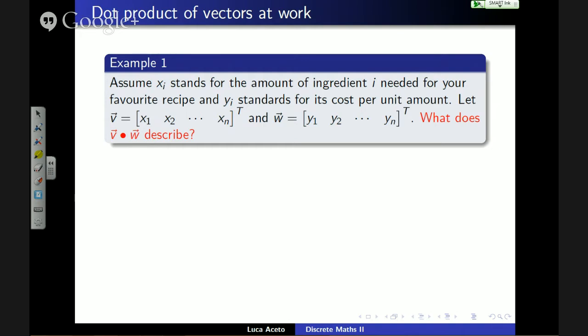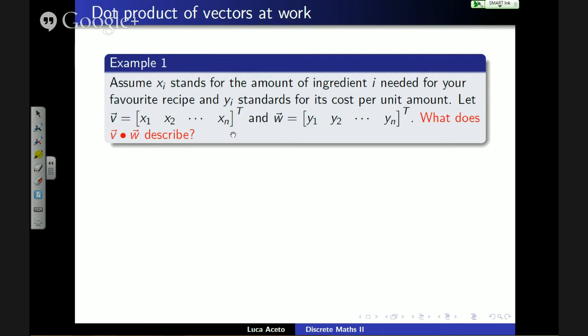Okay, suppose you go to Netto, and you have a shopping list for your favorite recipe. Here, the vector V describes the amount of all of the ingredients that you need to bake your favorite cake, God forbid. X1, X2, Xn. These are all the ingredients and the amount for each ingredient.